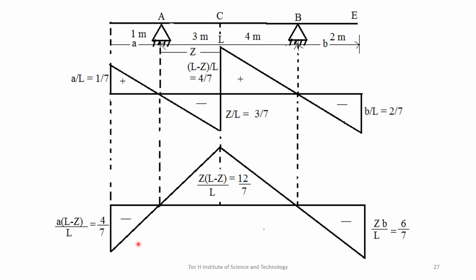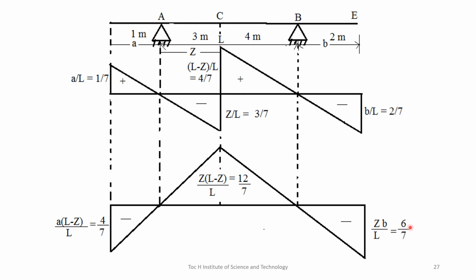Now this is the influence line diagram for bending moment at section C. So this is the maximum ordinate, that is Z into (L minus Z) by L, which is equal to 12 by 7. And also this ordinate is A by L into (L minus Z). So A is 1 and L is 7 and Z is 3. Just apply those values into this equation and we get 4 by 7, and it is a negative section. And also this ordinate is Z by L into B. Here Z is 3 and L is 7 and B is 2, so that's equal to 6 by 7.